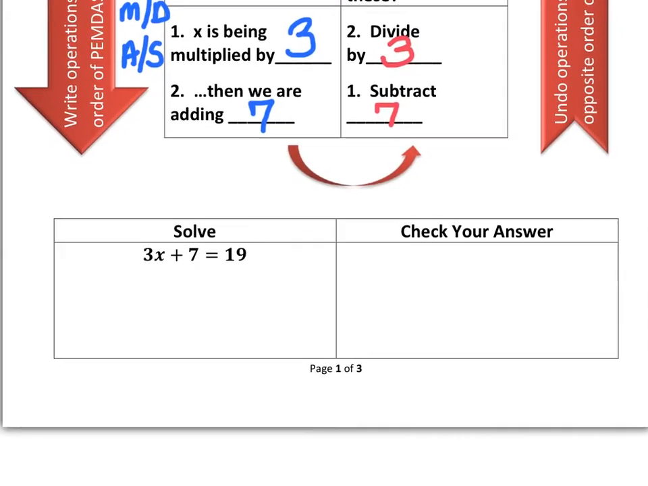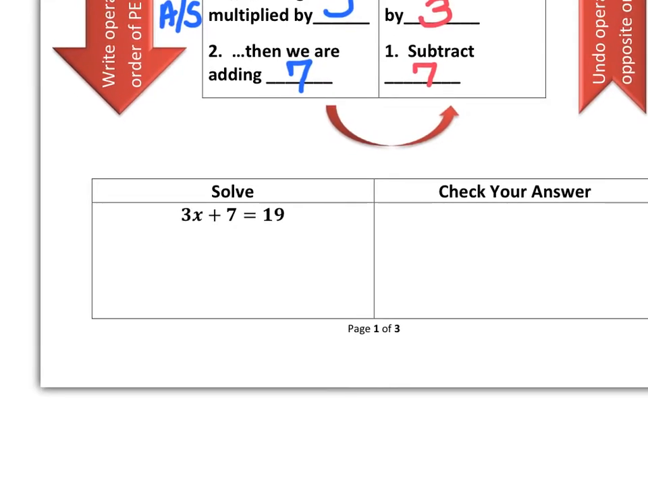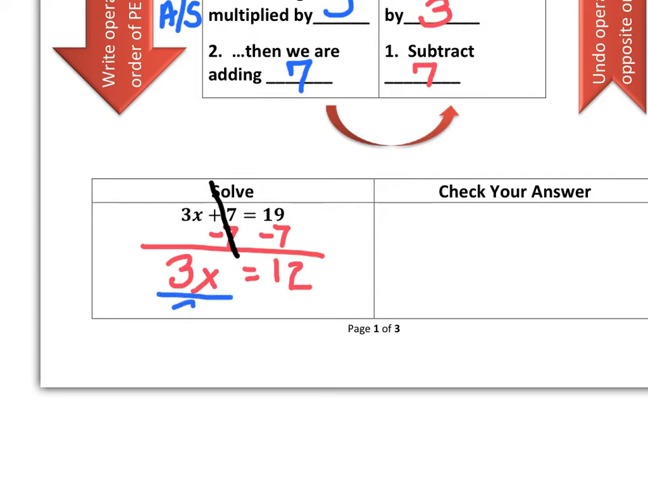Let's see what that looks like. All right, so we've got adding of 7. We're going to undo first with subtraction of 7. 3x comes down. Opposites, when they add, cancel to 0, and 19 minus 7 is 12. Now we're going to undo that multiplication with division. So this is our second step. Of course, anything divided by itself reduces to 1, and 12 divided by 3 is 4.